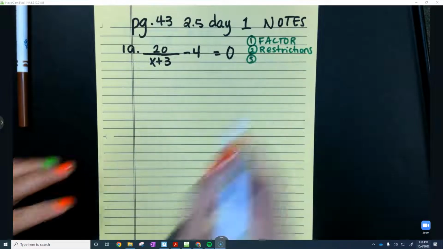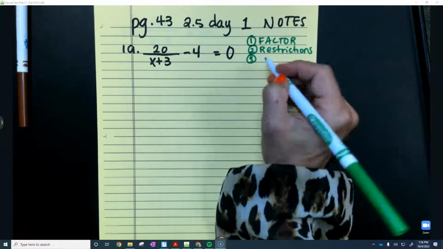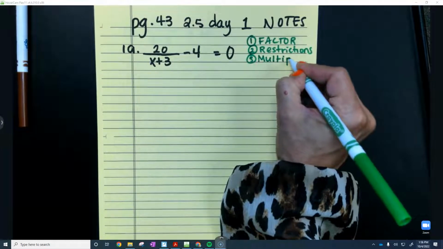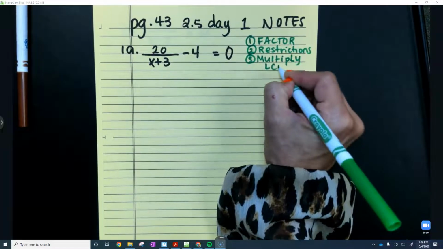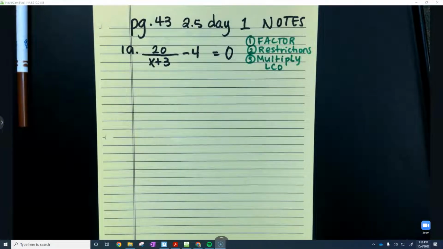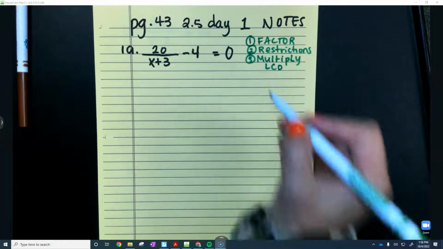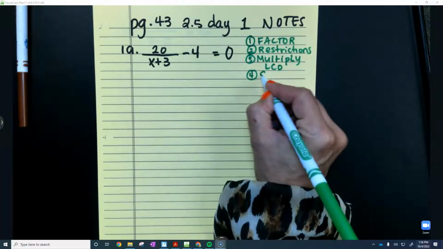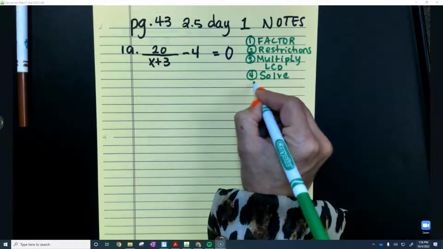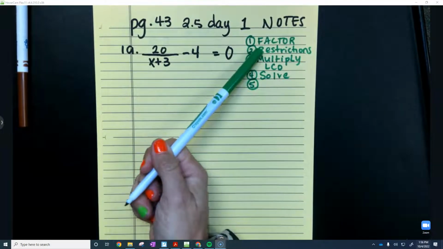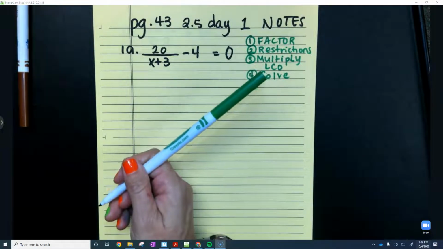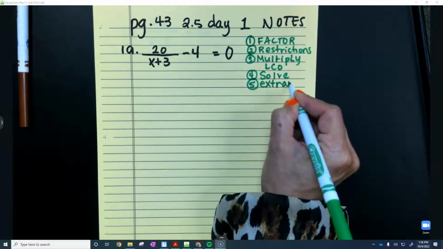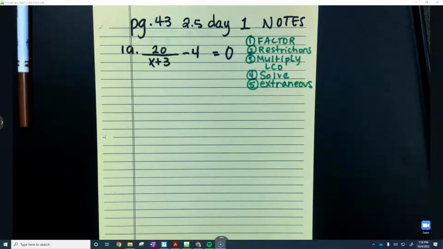And then we're going to determine what the least common denominator is, and we're going to multiply by the least common denominator, and that's going to change it from a fraction to a regular equation. So number 3 is very important. Number 4, we're going to solve. And then guys, since we have restrictions, sometimes we'll get answers that are restrictions, and those are extraneous solutions. So we're going to have to check our work here.